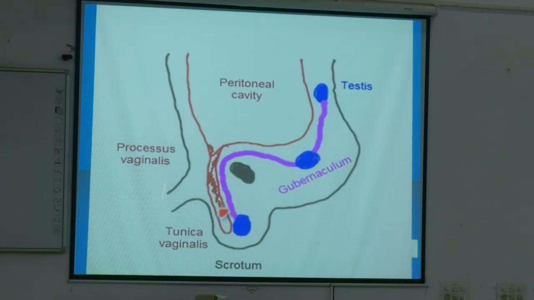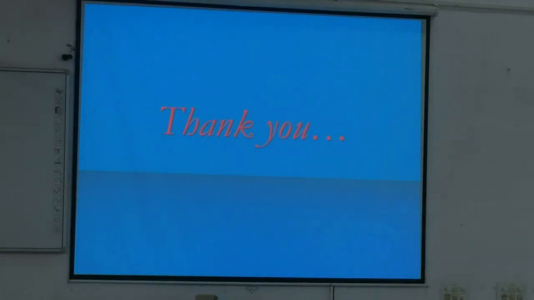And this is the descent of the testis. The testis was lying in the abdomen, on the posterior wall of the abdomen, then passes through the inguinal canal to descend into the scrotum. And this is the cord, the gubernaculum of the testis, helping in descent of the testis. Next, that's all.